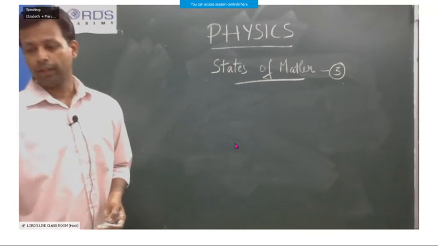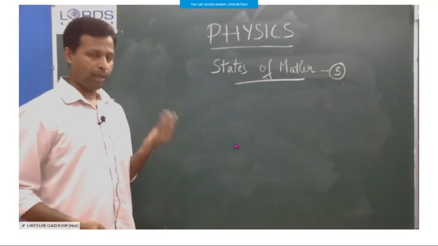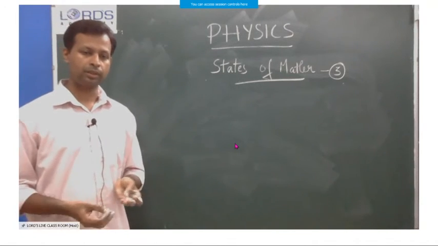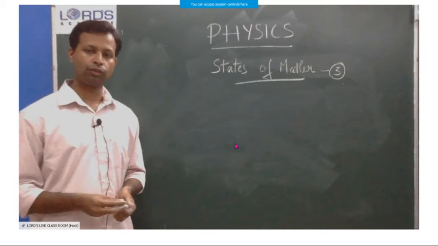Now we know the states of matter, 3 states of matter. And can you give me an example of a substance that exists in 3 states of matter?